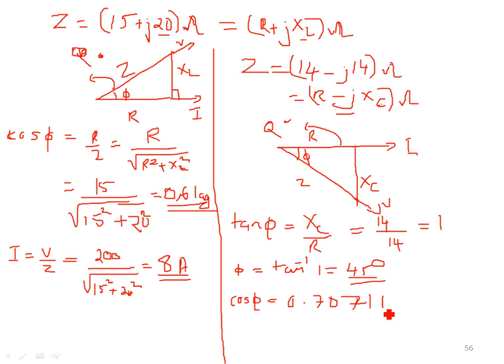Okay. Now, next is you need to find the current I. What is the current I? Current I is basically voltage divided by impedance. Here, what is impedance? Impedance is root of R square plus XC square. Supply voltage is 200 divided by impedance Z is equal to 14 minus J 14, and if you are taking the magnitude of it, it is root of 14 square plus 14 square. So 200 divided by root of 14 square plus 14 square. So answer is 10.1 amperes.